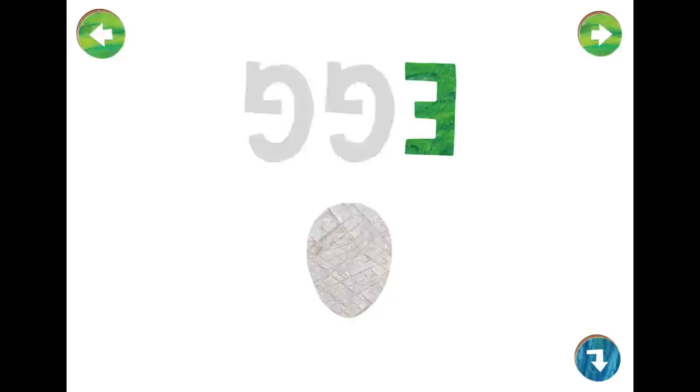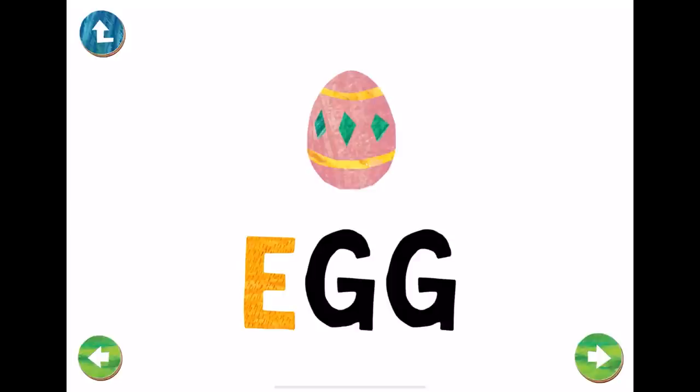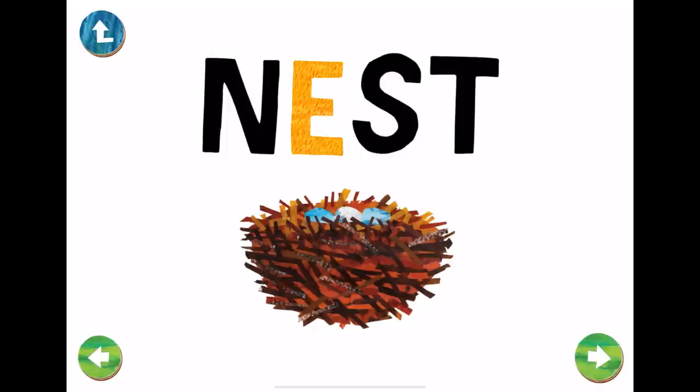E is for egg. Egg. E is in the word nest. Nest. Trace the letter E with your finger.